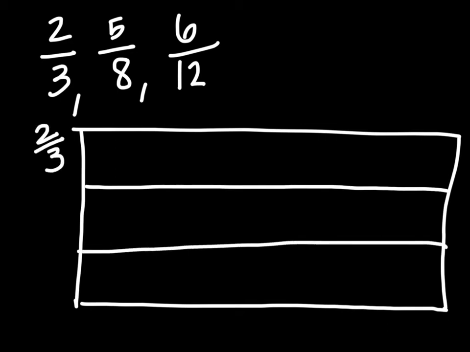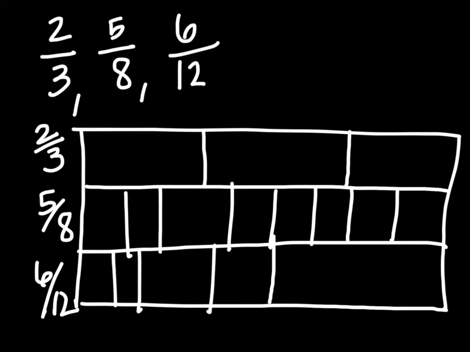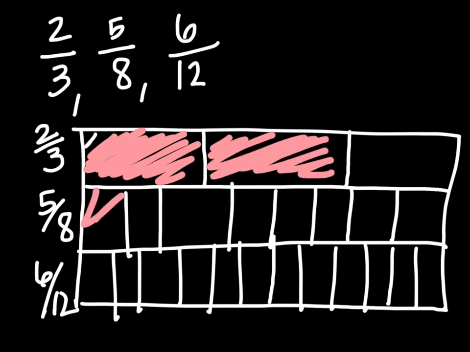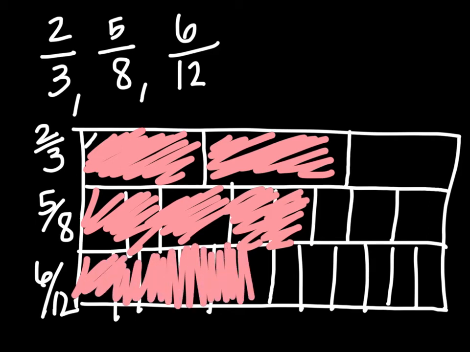So my first one would be 2/3, then 5/8 and then 6/12. My first fraction bar is going to be separated into thirds. My second will be separated into eighths. And my third is going to be separated into 12ths. All right, so now I'm just going to shade these in. So there's 1/3, 2/3, 5/8: 1, 2, 3, 4, 5, and 6/12: 1, 2, 3, 4, 5, 6.